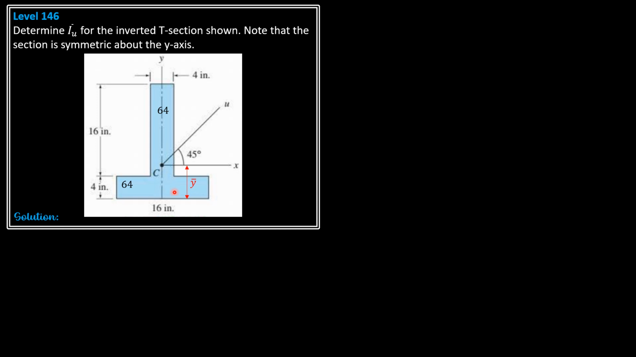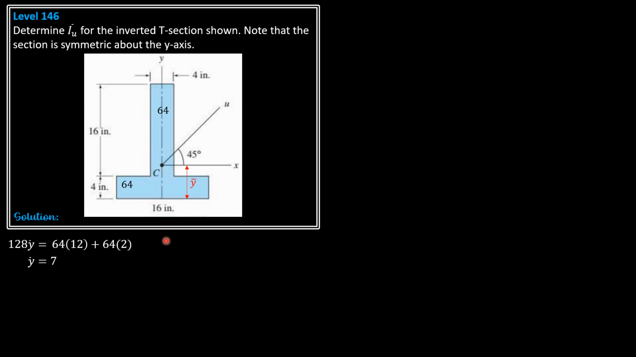So by Varignon's theorem, 64 plus 64 is 128. 128 times ȳ equals 64 times 12, because this is the centroid of the upper rectangle. Half of 16 is 8 plus 4, so 12. 64 times 12 plus 64 times 2. So ȳ is equal to 7 inches.